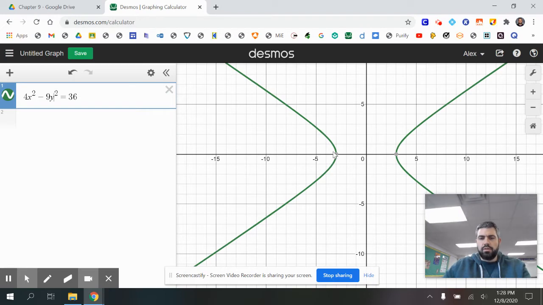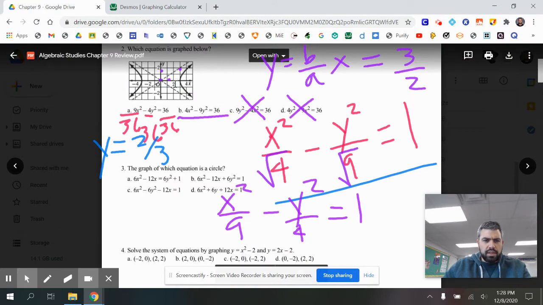Okay. And so we look right there, where are our endpoints? 0, 3, -3. It's vertical just like we have, so that's good. Let's look at it and make sure that that's the case. Yep, perfect. So we know for sure that the answer to this one is going to be B.